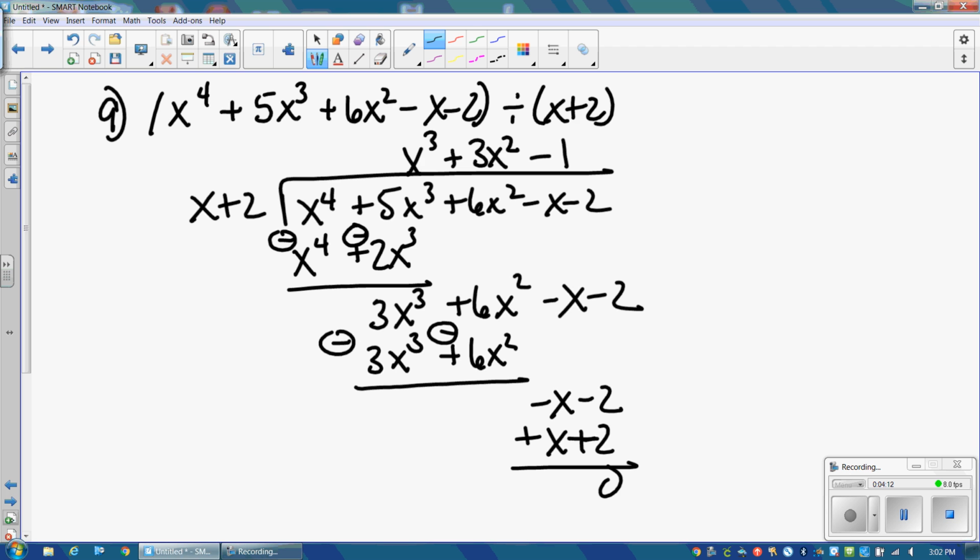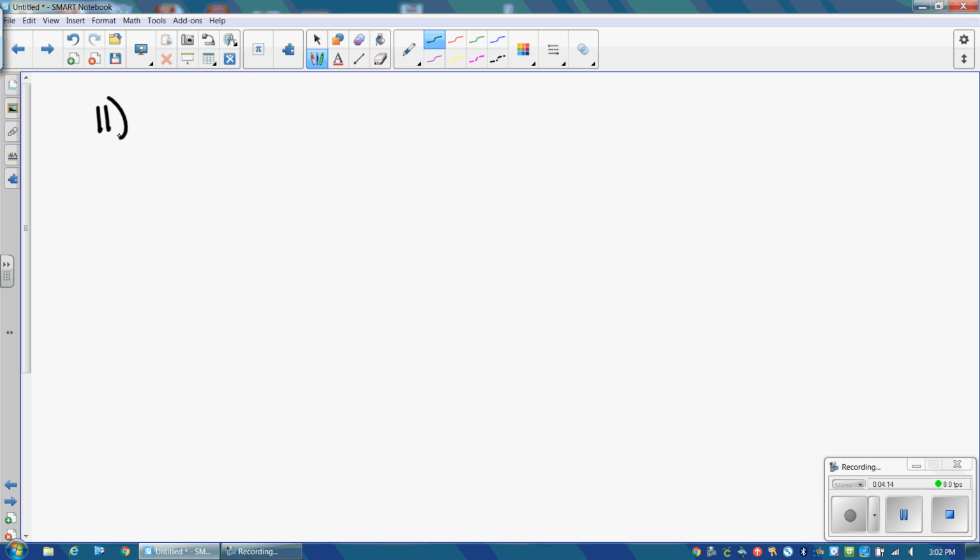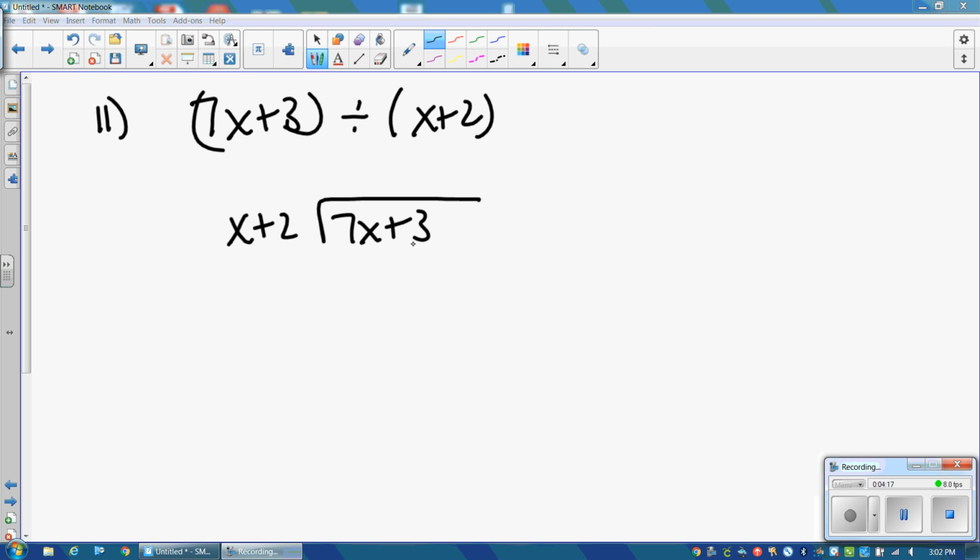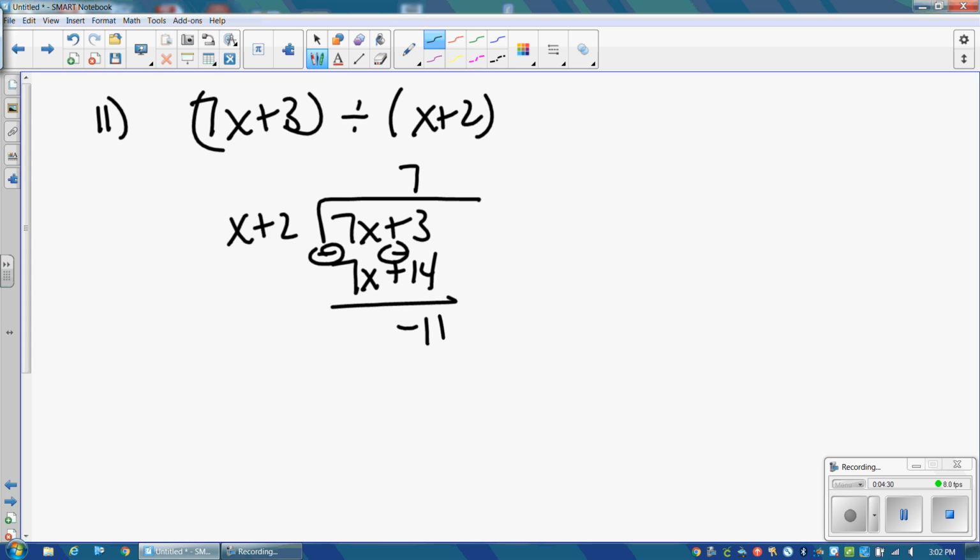And finally, number 11. I've got 7x plus 3 divided by x plus 2. 7 times x plus 2 would be 7x plus 14. Then subtract. 7x minus 7x cancels. 3 minus 14 is negative 11. So this is my remainder. So what I'm going to do is write minus 11 over x plus 2. That's how you write your remainder. You write it over your divisor. All right, and we'll go over a little bit more tomorrow, but that should be your problems for tonight.